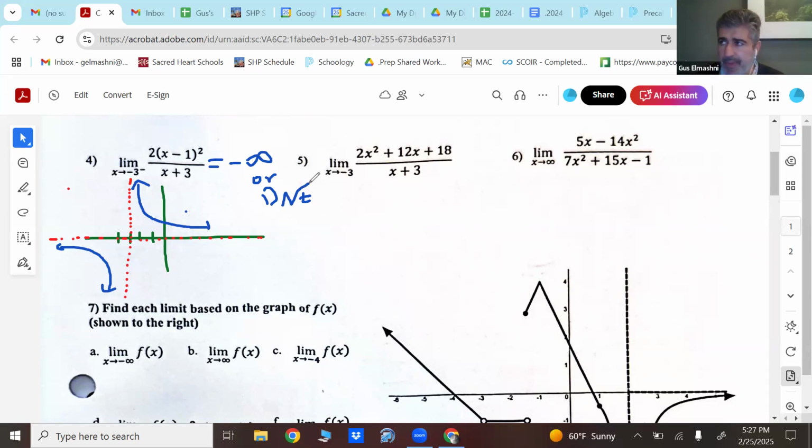We could also plug in a number close to negative 3, like negative 2.999. But she usually wants you to put the D and E, or negative infinity. In terms of actually putting the graphing, we don't have to, but it helps to understand what's happening.